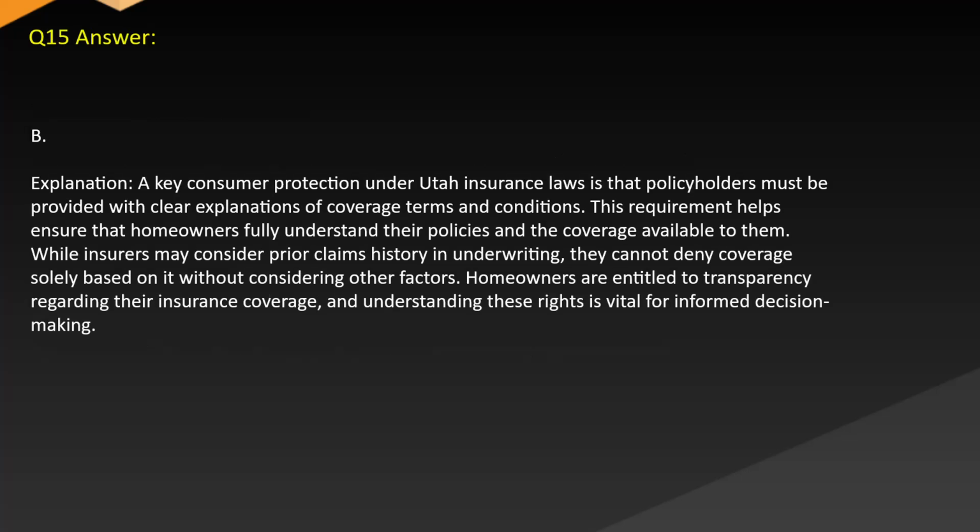Answer: B. Explanation: A key consumer protection under auto insurance laws is that policyholders must be provided with clear explanations of coverage terms and conditions. This requirement helps ensure that homeowners fully understand their policies and the coverage available to them. While insurers may consider prior claims history and underwriting, they cannot deny coverage solely based on it without considering other factors. Homeowners are entitled to transparency regarding their insurance coverage, and understanding these rights is vital for informed decision-making.